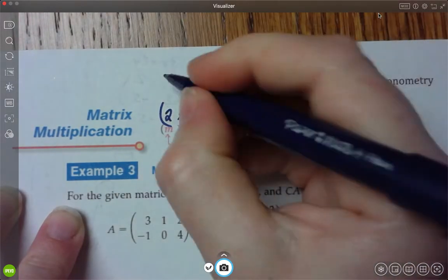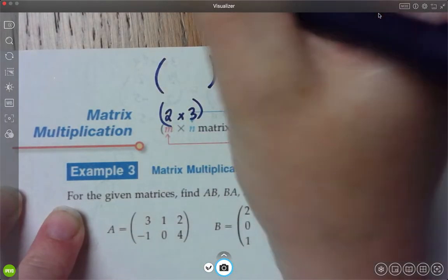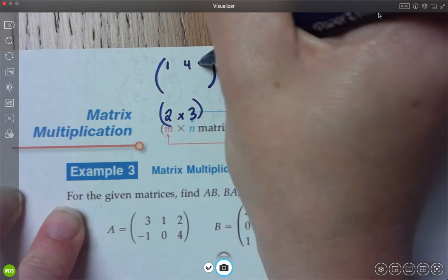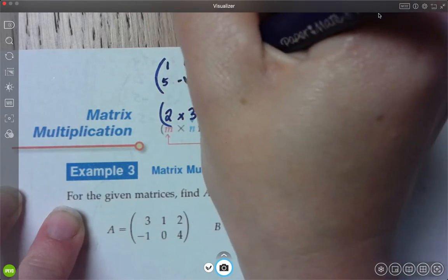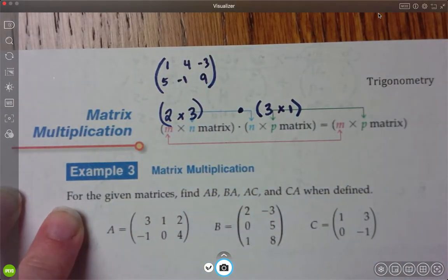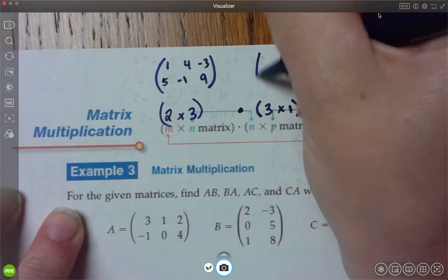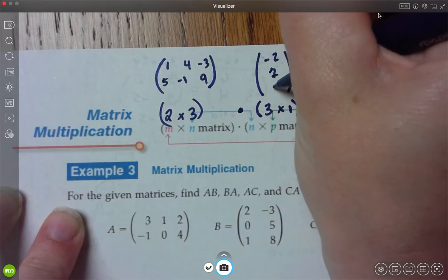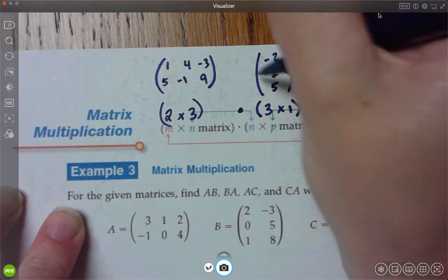Okay, so I have a 2 by 3 matrix. Here's an example of this: 2 rows, 3 columns. So I'll have 1, 4, negative 3, 5, negative 1, 9. Okay, that's a 2 by 3 matrix. A 3 by 1 will look like this: negative 2, 7, 5. That's 3 rows, 1 column.